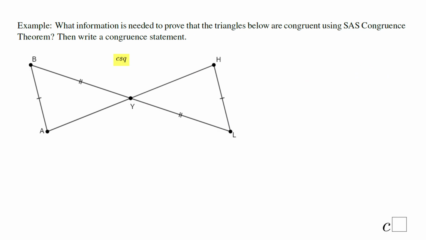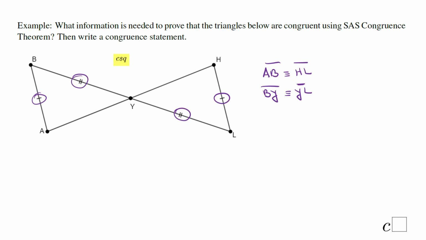The second example, very similar to something we did before. Now these two triangles have a common vertex. And in this case, we're looking at the same thing. We need to find what other information is needed to prove these two triangles are congruent. So by SAS congruence postulate. So you notice very similar. AB congruent with HL. You notice BY or YB, either way is good, congruent with YL. You can see that in the picture.